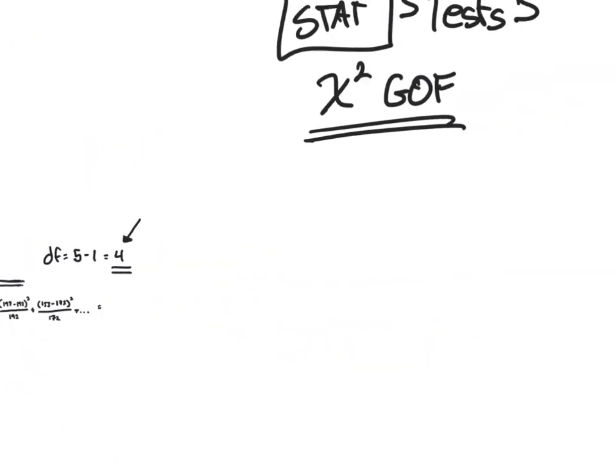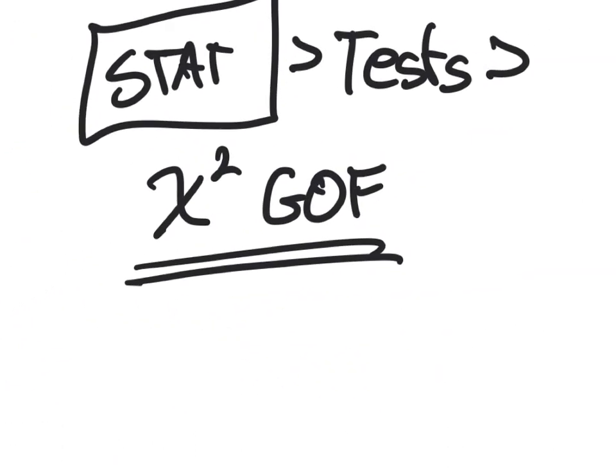Now that we're there, here I go. Let's go back to this. Quit out of this. Stat, Test, chi-squared GOF, way down. Mine is a D there.